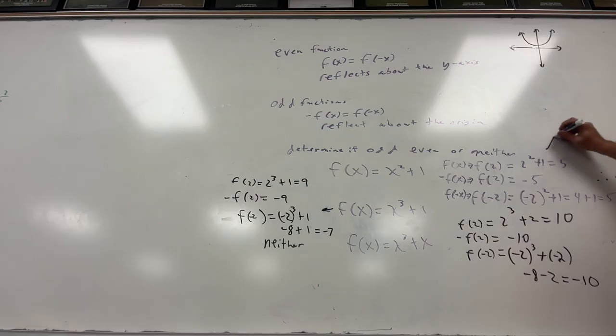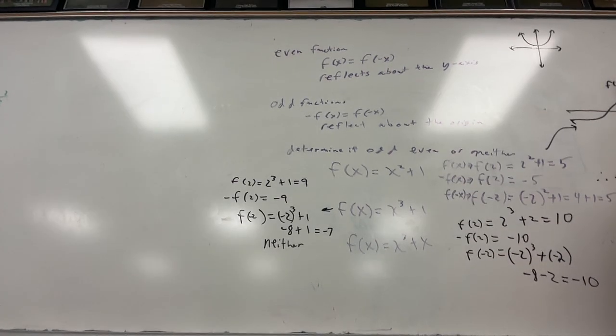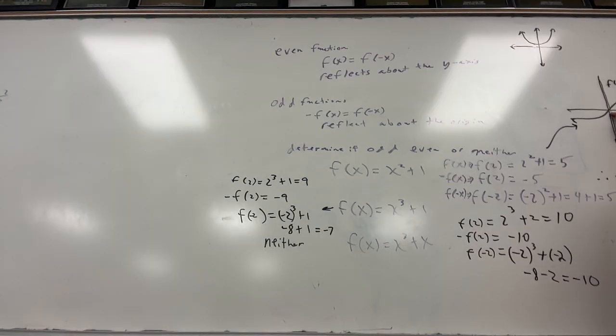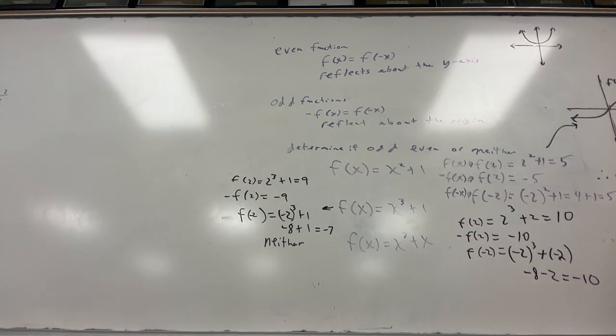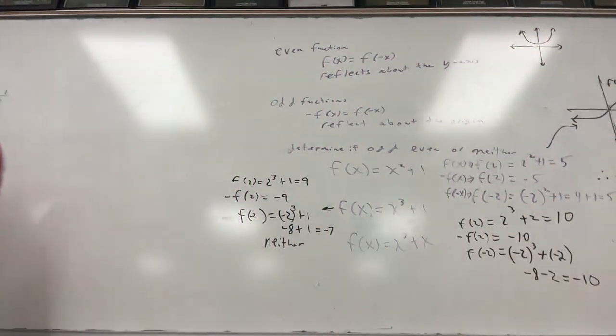I'm going to graph the cube root of x. The cube root of x looks like this. This function reflects about the origin. And as you see, if you take the negative of the f of value, it would flip down to here. It would equal the negative of that f of value. So that's what it looks like.